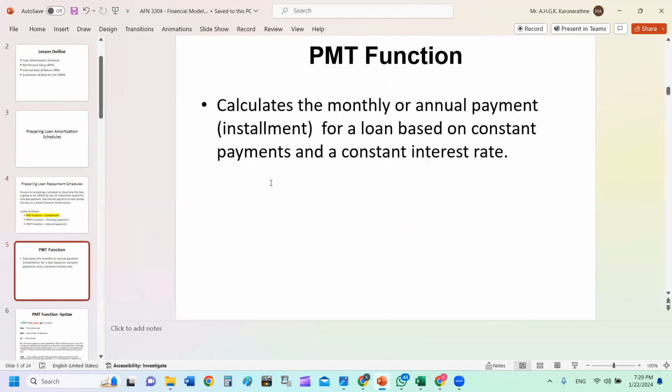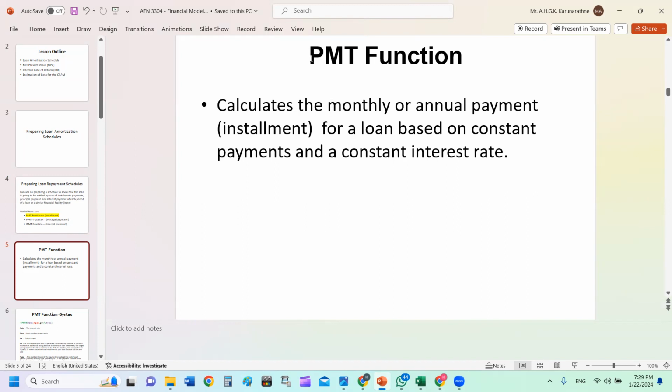PMT function. So what is the PMT function? It calculates the monthly or annual loan installment, annual repayment, how much you need to pay on a monthly basis or quarterly basis or semi-annual basis or annual basis. I have just mentioned here monthly or annual, but your periodic payment may be monthly or quarterly or semi-annual or annual, right? Okay. So it helps you to determine the installment, right? So actually, installment is the important one you need to determine when it comes to preparing the loan repayment schedule, right?